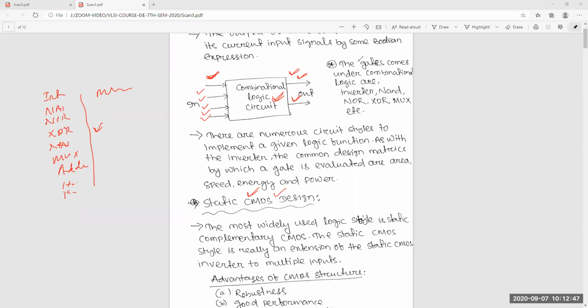Robustness, for an inverter. Suppose this is a CMOS inverter. This output does not depend upon the size. Whatever size you give, if the input is 0, the output will come as 1. Even with minimum size, we will get the perfect output. That is generally called robustness.